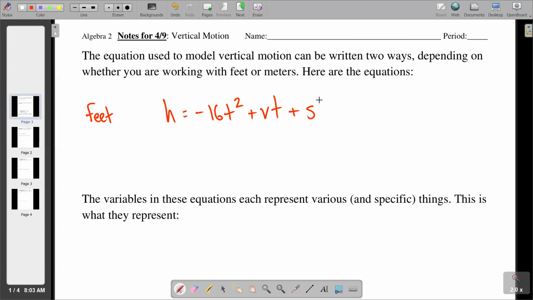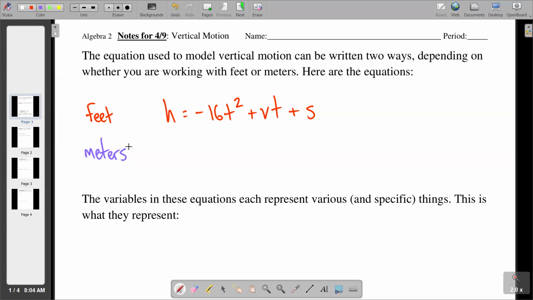I mean, that's a pretty commonly accepted equation. There's a lot of variables in there. I'm guessing you already know what H and T stand for. We'll talk about the others when we get to the second section. But for now, I just wanted to get them on your notes packet so you can refer back to this time and time again. The second equation is when you're working in meters.